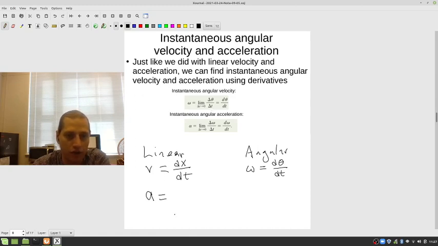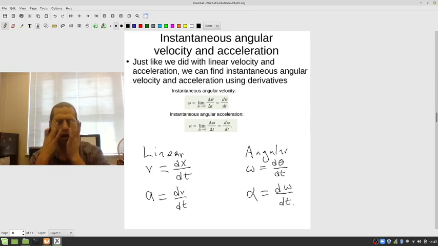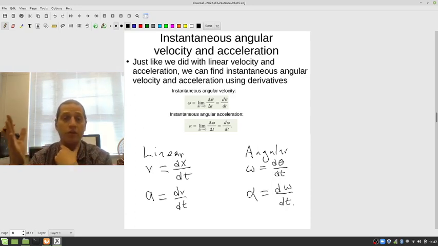To get your linear acceleration, we would take dv dt, or the second derivative of the position. And for our angular acceleration, it would be d omega dt. So all we're doing here is using the language that we already developed for linear stuff and applying it to angular stuff.